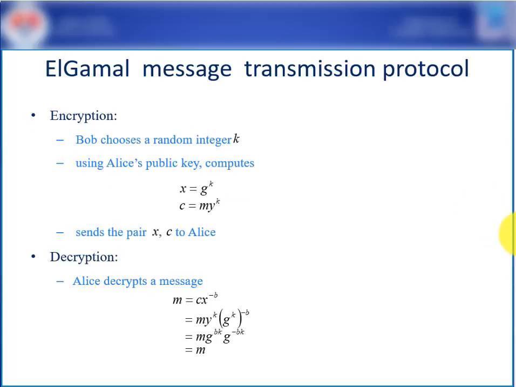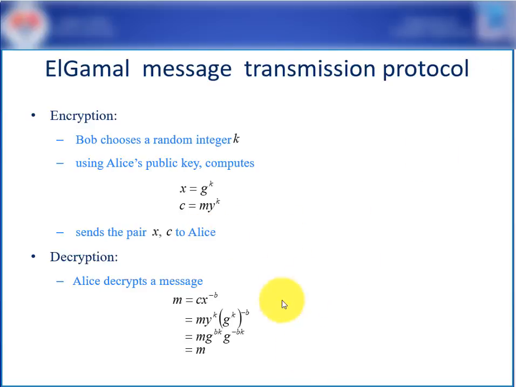So Alice's private key is this power b, while the finite field, the generator, and y are parts of the public key. To send an encrypted message to Alice, Bob chooses some random integer k, and using the public key of Alice, he computes a number x, which is the generator of our field raised to the power k, and computes the ciphertext c, which is the message m multiplied by y raised to the same power k. And unlike the RSA algorithm, he sends to Alice this pair x and c.